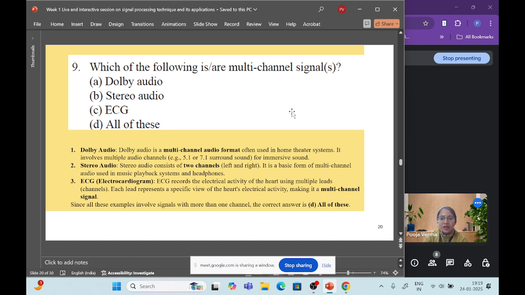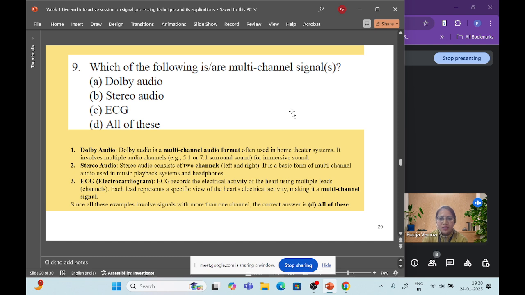Next one is stereo audio. Stereo audio consists of two channels, left and right, so it also comes from more than one channel. It is a basic form of multi-channel audio, used in music playback systems and headphones. The stereo audio is also a multi-channel signal.